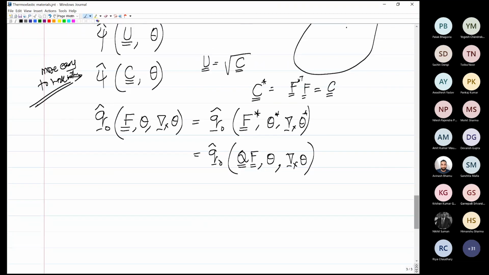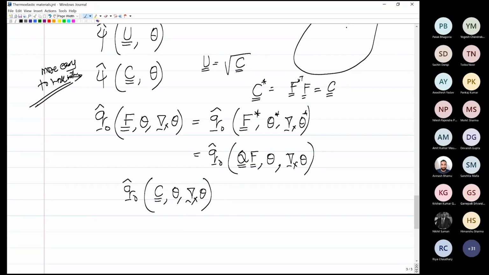Okay, so from here again, you have three functions, and for each of the three functions, you can think of them as scalar functions and then apply the same logic as for psi hat to say that they will also depend just on C, the right Cauchy-Green tensor. So basically Q naught hat is then also only dependent on C, theta, and grad X theta. Okay, so this is the implication of objectivity.